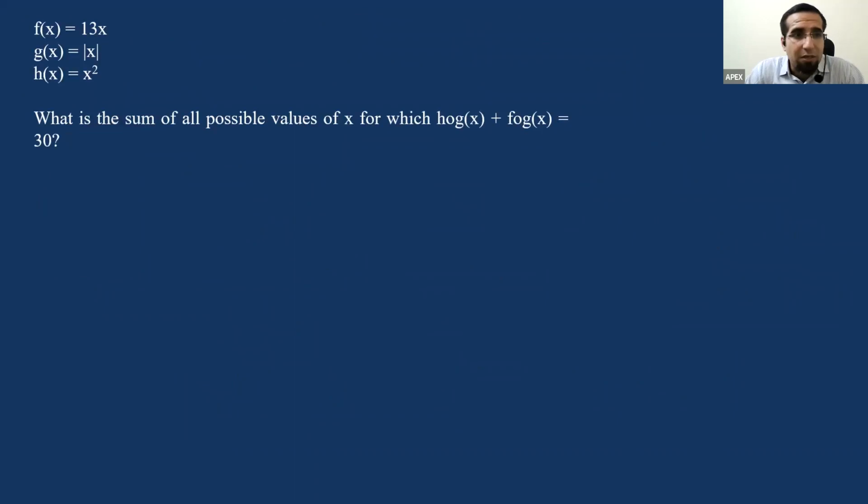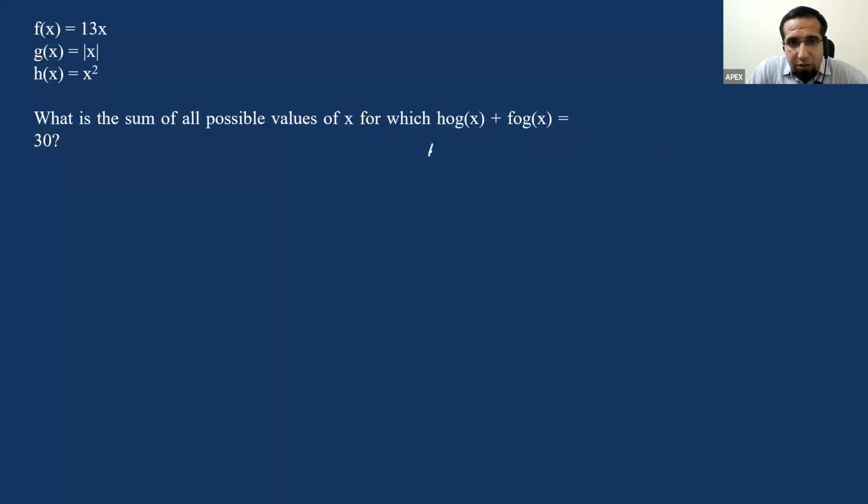Now, again, another question. F of x is equal to 13x, g of x is equal to mod x, and h of x is equal to x square. What is hog of x? Now, this is a question from functions. Most of the students in the classroom program, functions has not been done. But for people who know functions, it is worth attempting a question.